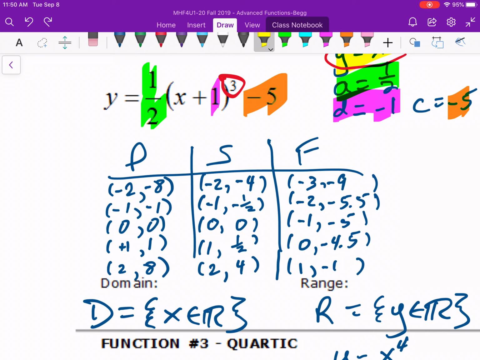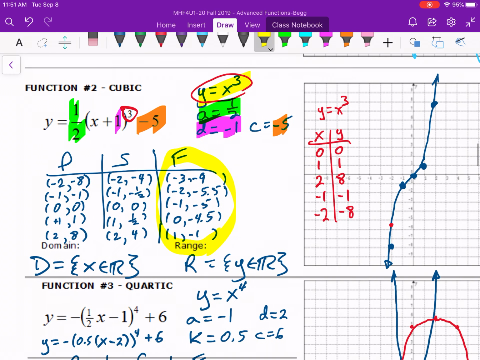Then I'm going to do my d value, where I'm going to take all of these numbers here and subtract 1, or add negative 1 to them. That's where these numbers come from. Then I'm going to take all my y values here, and I'm going to add c to each of them. So I'm going to add negative 5, or I'm going to subtract 5. That's where all these numbers come from. When I do that, once I'm done, these are my final points. These 5 points are on my transformed function.